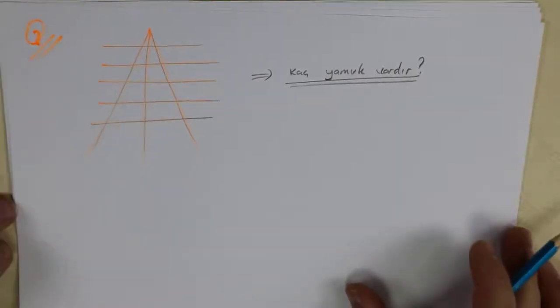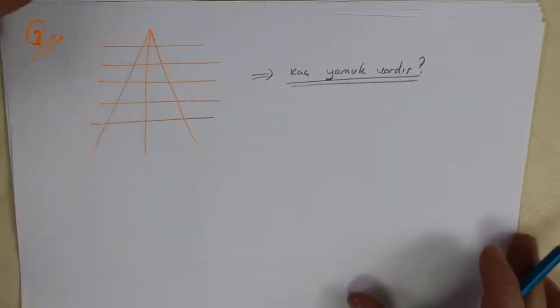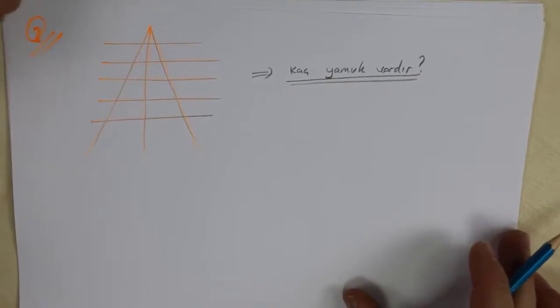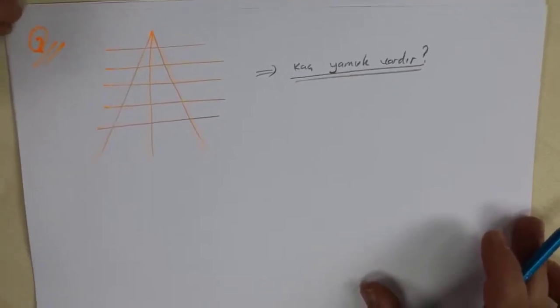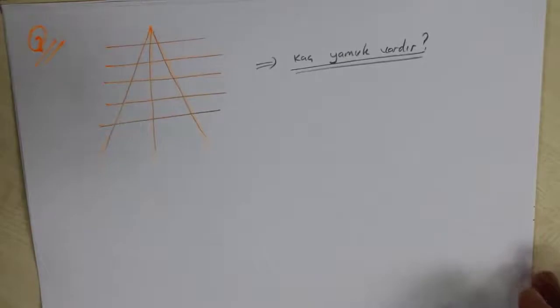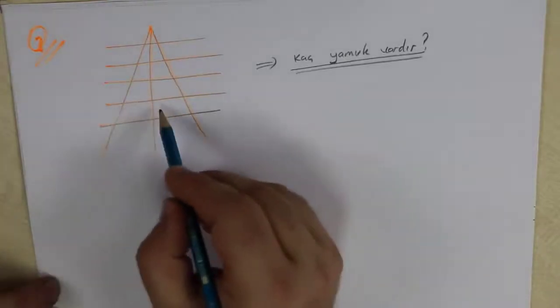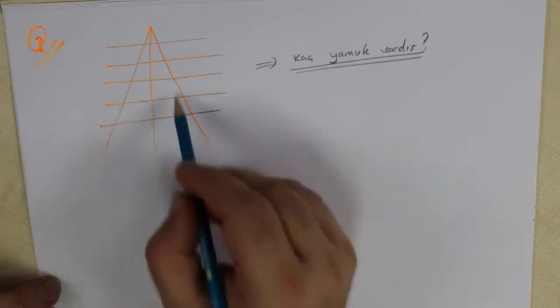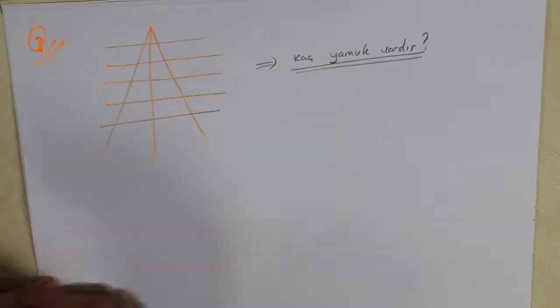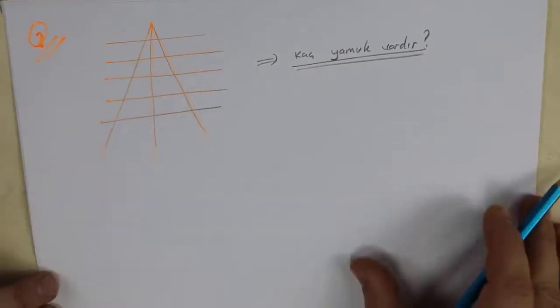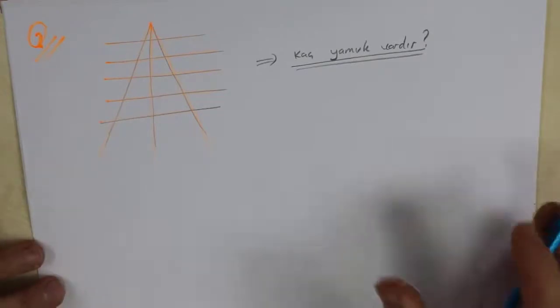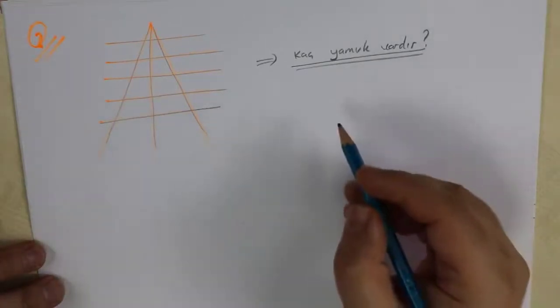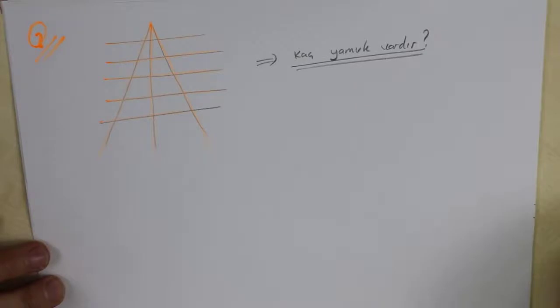This question can be solved by counting all the trapezoids. Here, this is 1, this is 1, the bigger one is 1, and so on. Or we start with the bigger ones, then the small ones. We have seen students doing so, but this is a bit difficult, and I will teach you a more practical method.